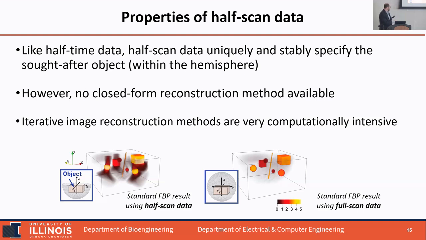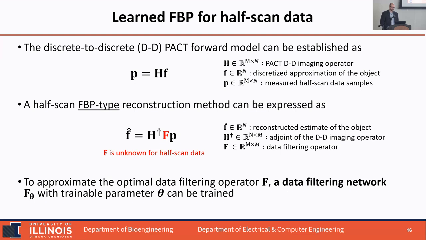These are just some examples of images reconstructed using a standard FBP method that assumed complete data on the sphere. On the right, you can see, yes, very, very accurate. On the left, this is what happens when you apply a standard FBP algorithm to half-scan data. You get obvious artifacts here. So we want to get away from those.